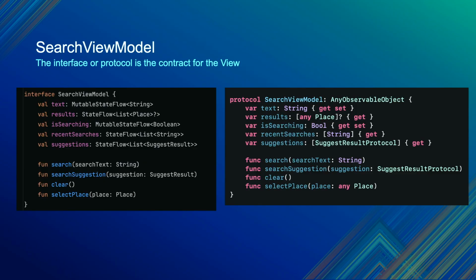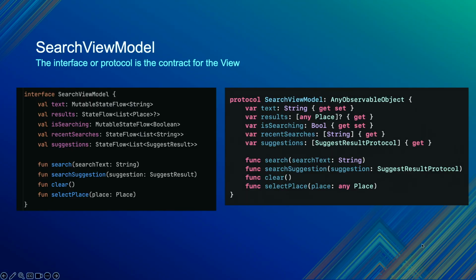There's a Boolean property while searching is going on. There's the recent searches, the suggestions, and then there's the methods that the view needs to call. Like when you tap on the search button, we're going to call search. When you tap on a suggestion from the list, we're going to call search suggestions. And when you hit clear, we're going to call clear, and there's selection. So all that stuff that the view model can do is just abstracted into an interface.